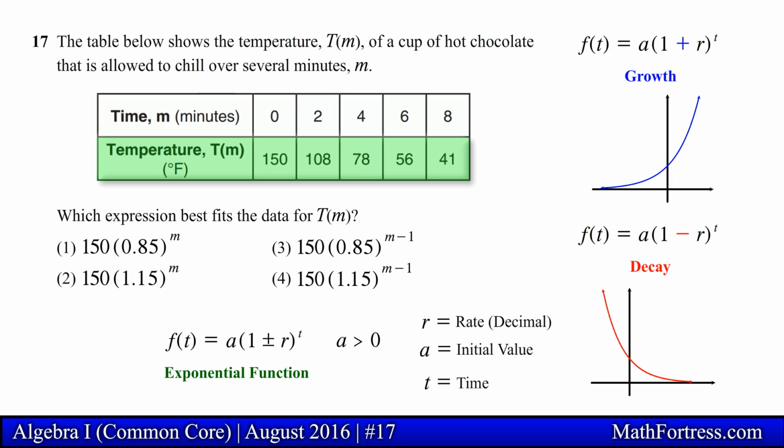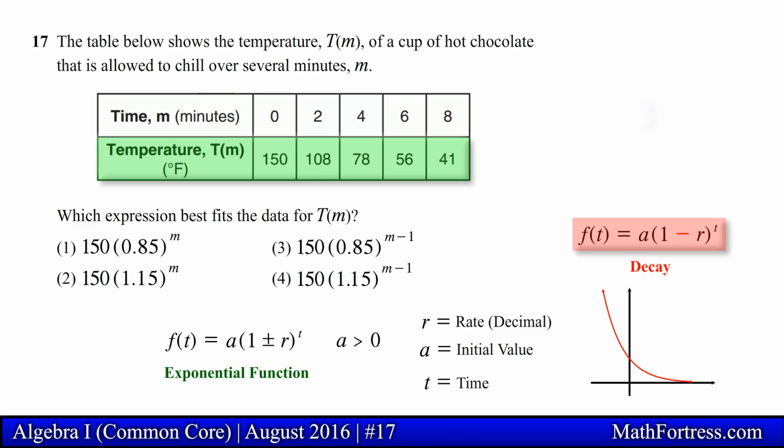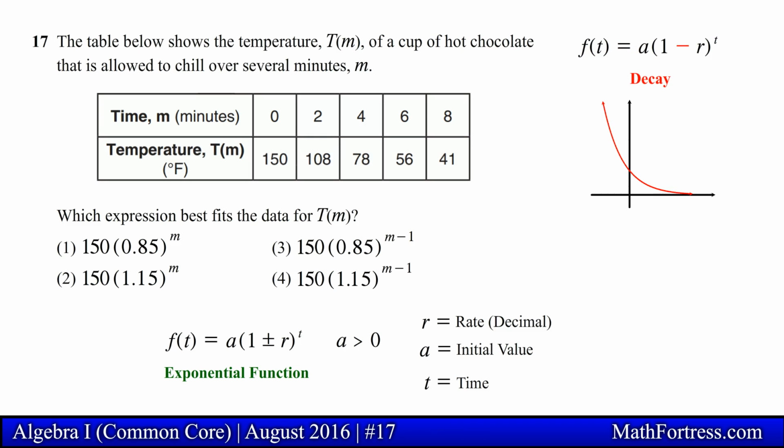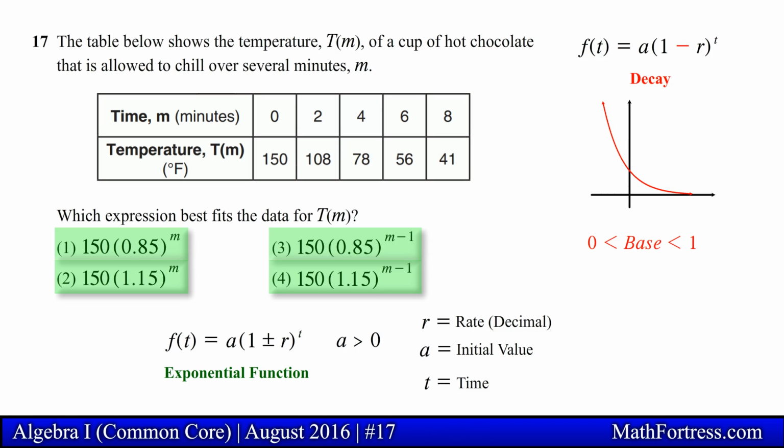Notice that the temperature is going down as the number of minutes pass by. This is characteristic of an exponential decay function. As time progresses, the temperature of the hot chocolate becomes colder. With this observation, let's determine which options represent exponential decay functions. We're looking for functions that contain a number between 0 and 1 for the base of the exponent.